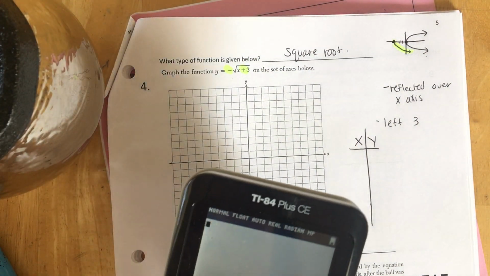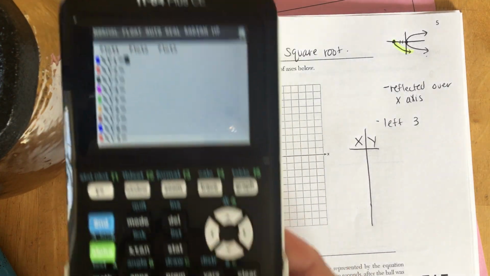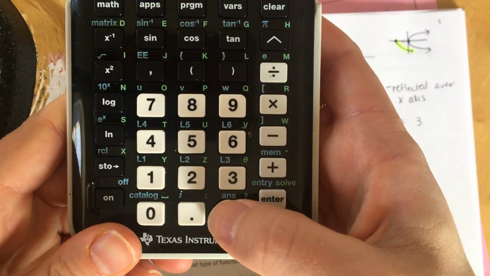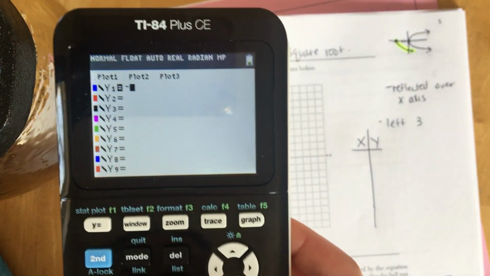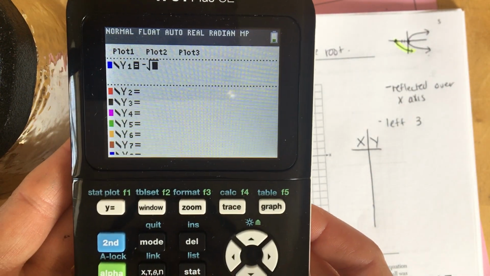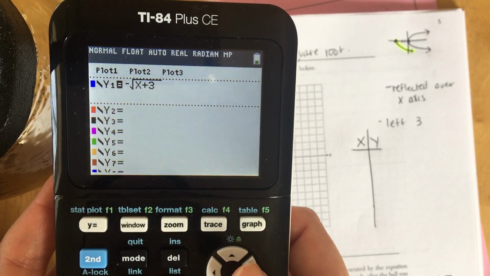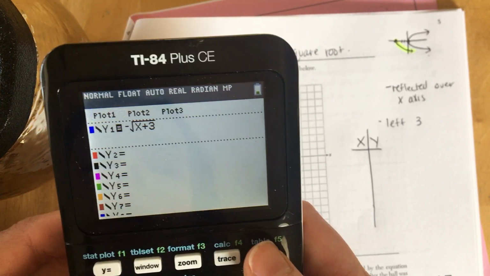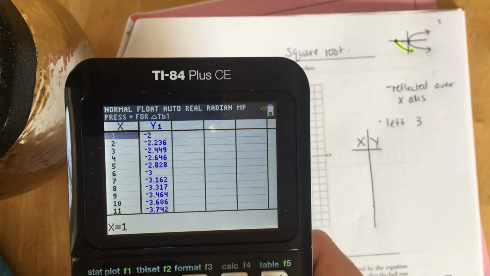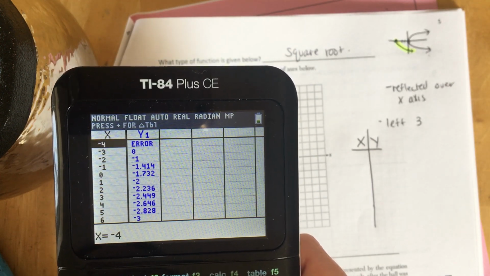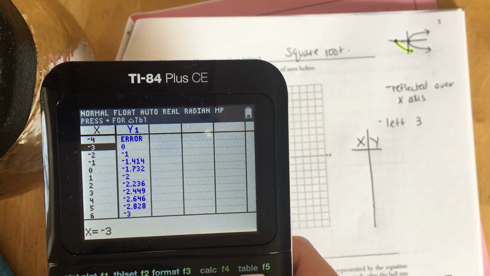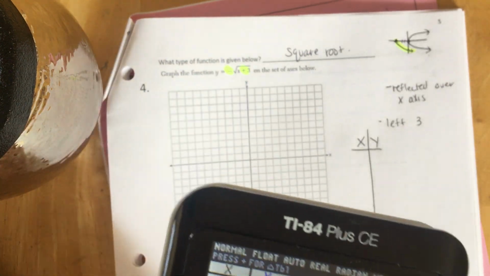In your calculator, y equals, you're plugging in negative, using this negative symbol right here, negative square root of x plus 3. Make sure the +3 is on the inside. You don't have to tab out there. And then go to your table. Go all the way up until you find your error. There it is. That's the most important point to plot, -3, 0.